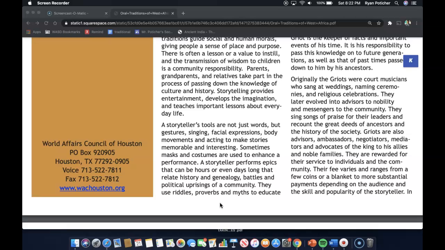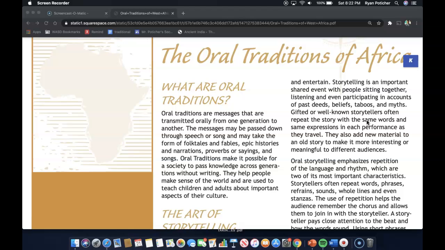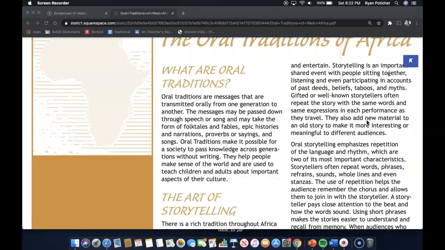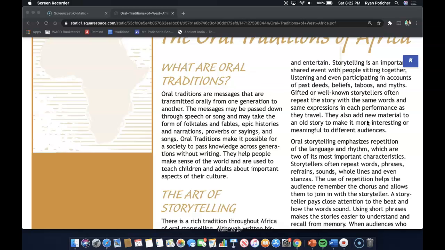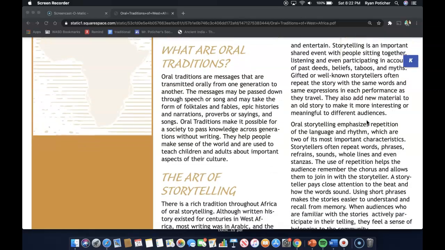A storyteller performs epics that can be hours or even days long that relate to history and genealogy, battles, and political uprisings of the community. They use riddles, proverbs, and myths to educate and entertain. Storytelling is an important shared event with people sitting together, listening and even participating in accounts of past deeds, beliefs, taboos, and myths. Gifted or well-known storytellers often repeat the story with the same words and same expressions in each performance as they travel.